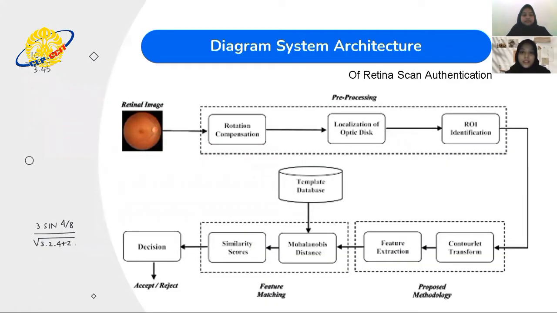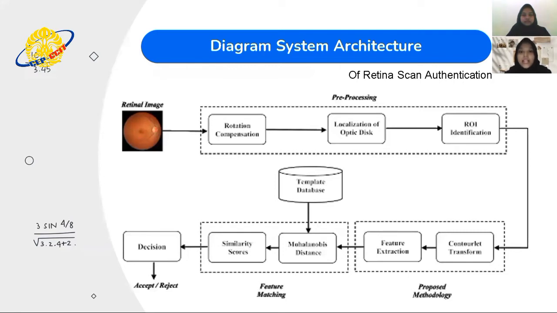And this is the diagram system architecture of Retina scan authentication. There are 3 stages. First stage is pre-processing, the second is proposed methodology, and the third is feature matching. In the first stage, there are rotation compensation between radial to this moment. Radial moment allows estimating the rotation angle of the head or eye movement.